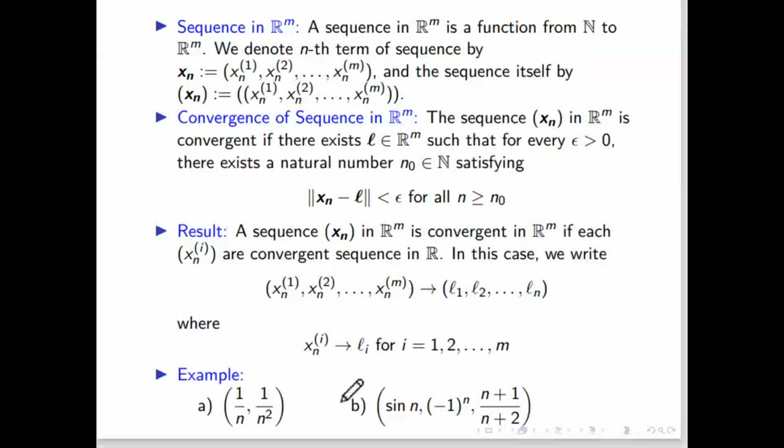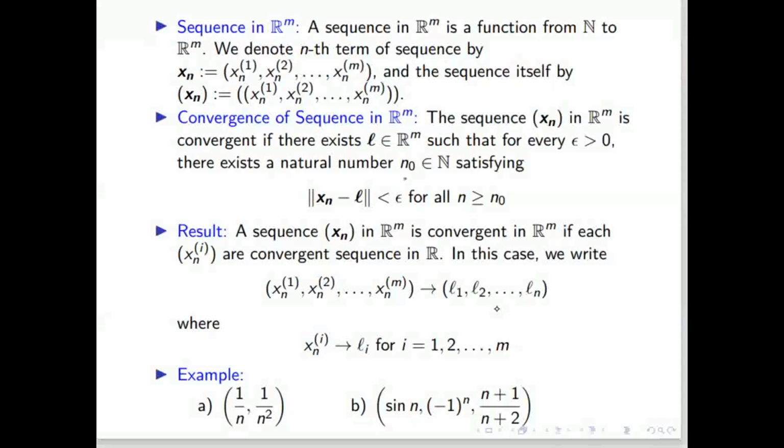So can you say what is the limit of this sequence? It is divergent. Yeah, this sequence is not convergent because sin n is not convergent. Sorry, sin n goes between -1 and 1, so this doesn't have a limit. Even -1 to the power n also doesn't have a limit. So if one component doesn't converge, then definitely the sequence is not convergent. So for convergence, all components must be convergent.